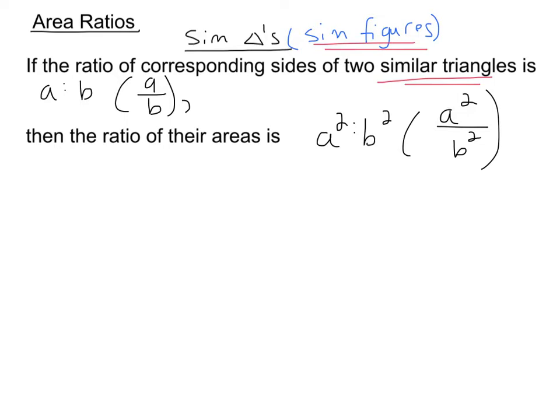Again, if you're comparing two similar squares, two circles, two similar triangles, two similar hexagons, this rule will always happen, and we're going to start to observe it now.